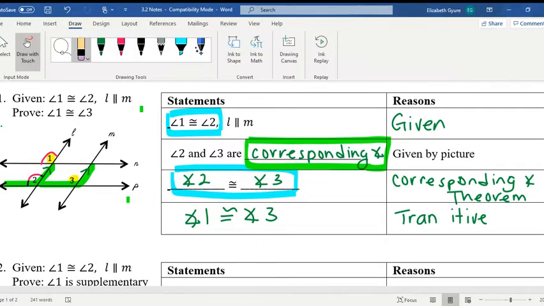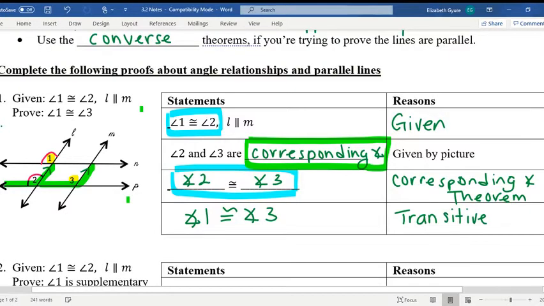Good. So that's actually probably very similar to what the one on your quiz will look like. Maybe with one extra step, maybe you have to tie something else in there. But that's the general process. Okay, questions on that one?